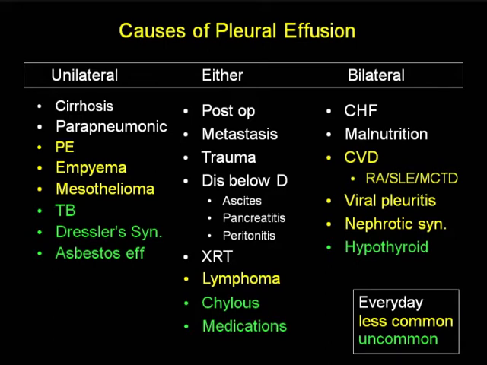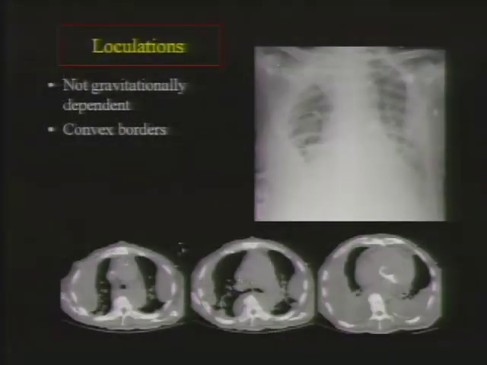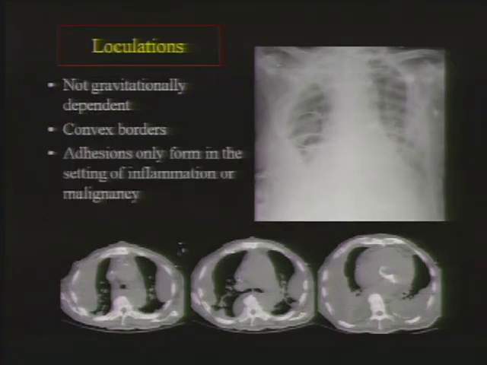So are there any other things that we can figure out to add specificity to pleural disease? Well, loculations can actually do that. Loculations are collections of pleural fluid that are not gravitationally dependent. They characteristically have convex borders like these on the CT scan and like this on the plain film. In order to get loculations, you have to have pleural adhesions. Pleural adhesions only form in the setting of inflammation or malignancy, and therefore the presence of loculations implies that the effusion is exudative in character.